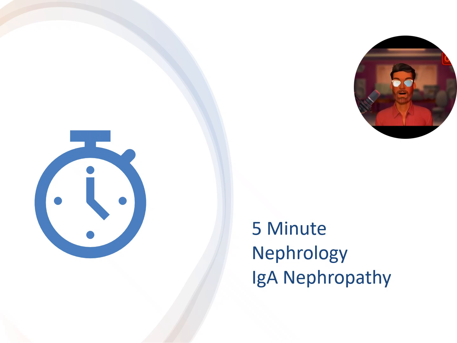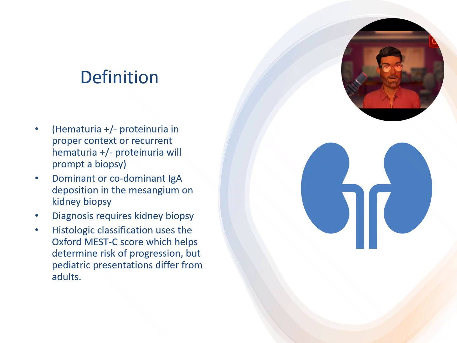Today we're going to learn about IgA nephropathy, all in about 5 minutes, but don't hold me to it. The definition of IgA nephropathy is when one has hematuria plus or minus proteinuria in the proper context. We will discuss the clinical features shortly.